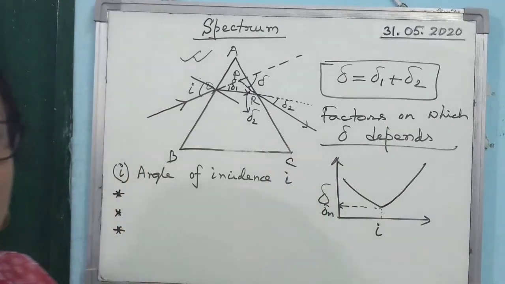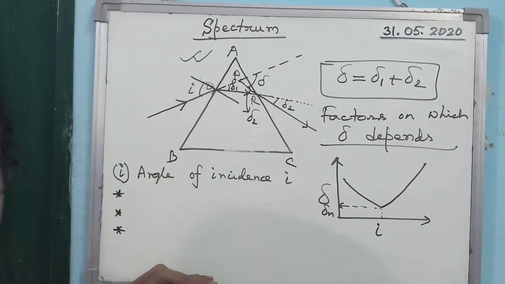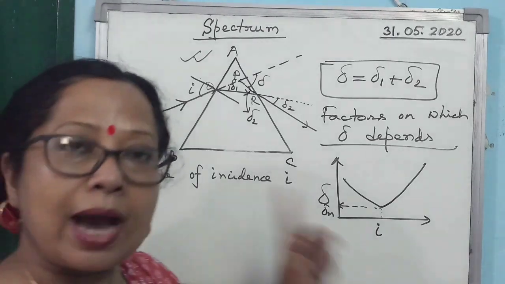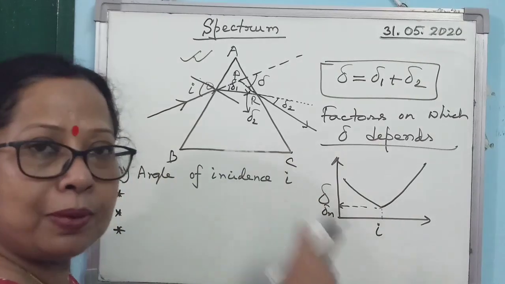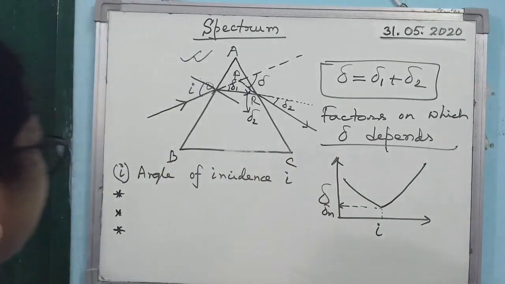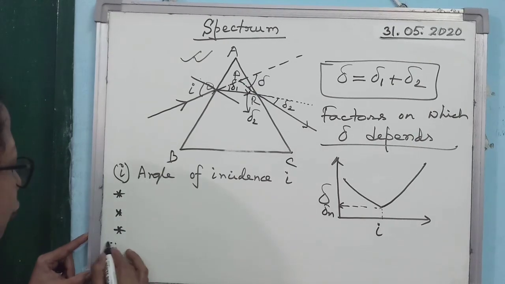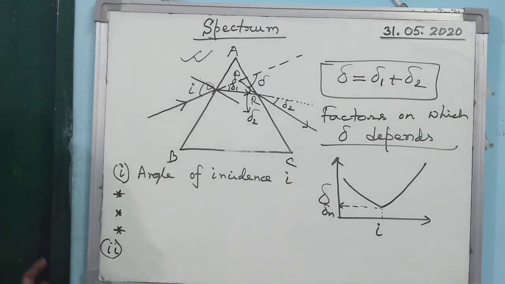And those who are unable to write all these three statements in sentences, I advise them, you please draw only the graph. If you draw only the graph properly, correctly, then also you will get the full marks. Clear? Next. What is the second factor on which angle of deviation depends?